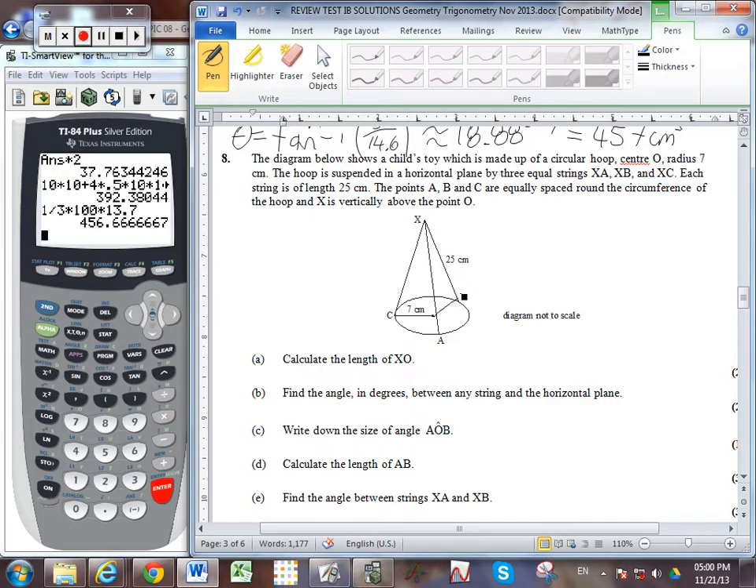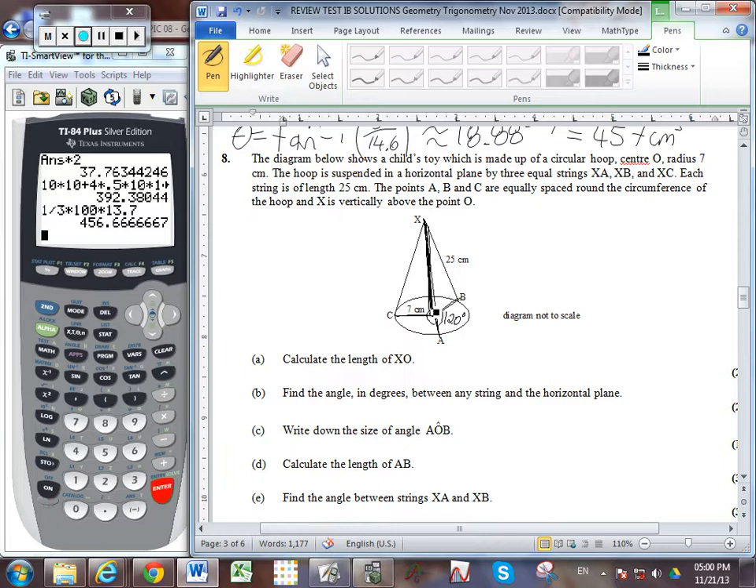So if you imagine drawing these lines, and knowing that these are equally spaced, that must mean that these angles are all the same. So we're taking our 360-degree angle, and we're splitting it into 3 equal pieces that are each 120 degrees, aren't we? And X is hanging vertically above our point O.